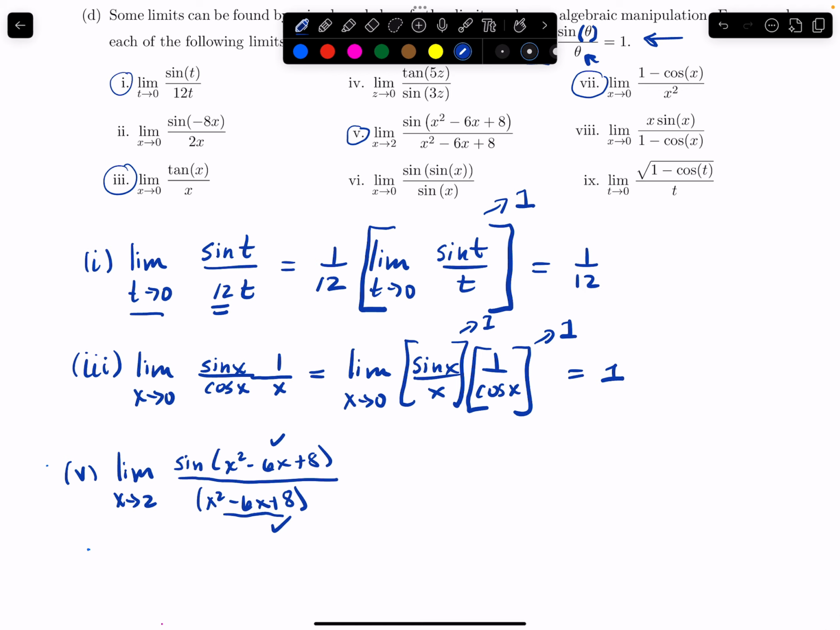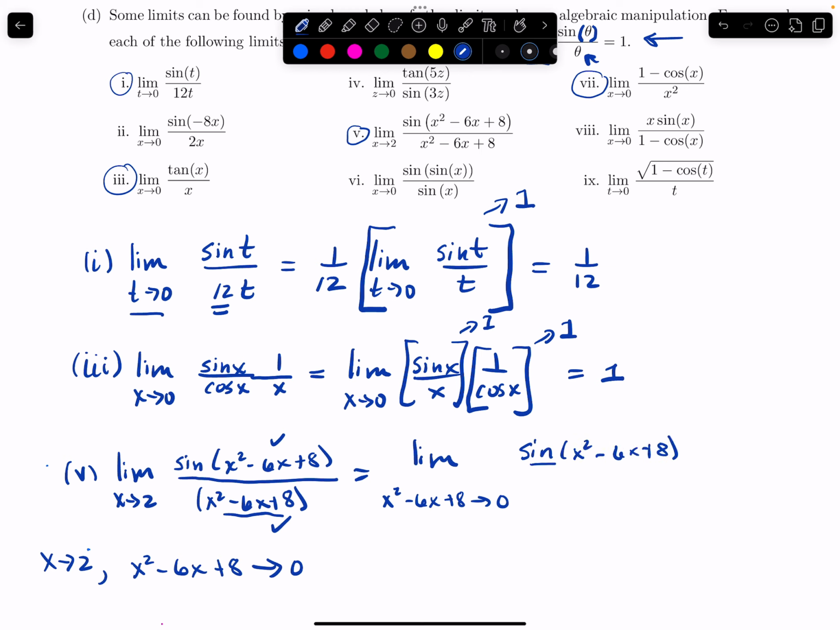But check it out. As x goes to 2, x squared minus 6x plus 8, if you plug in 2, heads to 0. So I can think of this as the limit as x squared minus 6x plus 8 headed towards 0 of sine of x squared minus 6x plus 8 over x squared minus 6x plus 8. And now it's precisely our special limit. And this goes to 1.